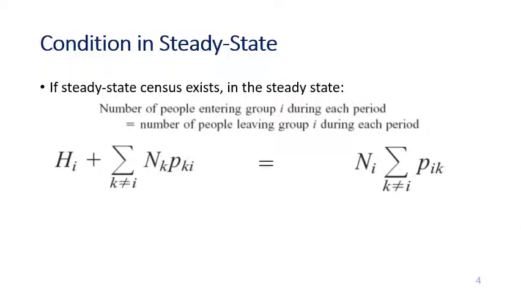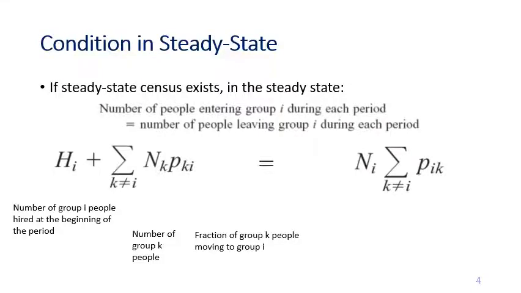Okay, so this equation shows the balance in group I, which is illustrated in the previous slide. Let's see what this equation means. The left-hand side is about people who enter group I. People who enter group I may come from outside, so we just hire some people and they enter group I directly. People who enter group I may also come from other groups. So we have all other groups K, and each group K has NK members, and a portion of them, denoted PKI, will enter group I. So PKI is the fraction of group K people moving to group I.